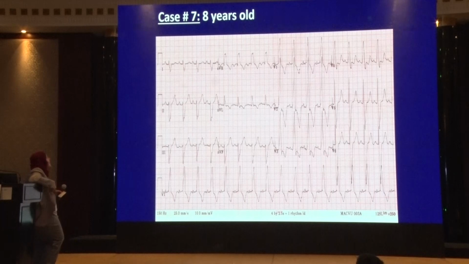Now we will go to the chest leads. What do you think? We'll start with the T wave. Where's the T wave in V1? Negative in V1 and positive in V6. So this is normal for the age.